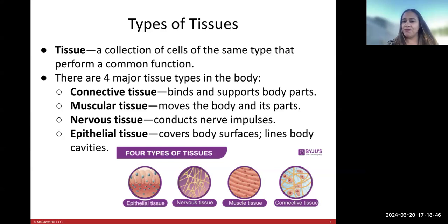There's connective tissue, which binds and supports body parts. Muscular tissue moves the body and its parts. Nervous tissue conducts nerve impulses. And epithelial tissue covers all of our body surfaces and lines all of our body cavities.